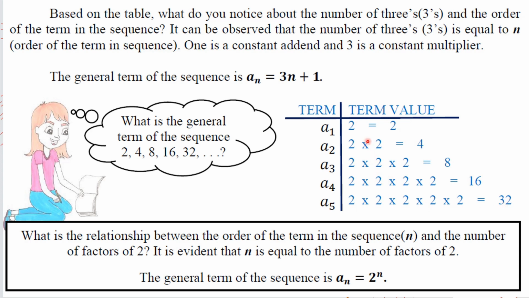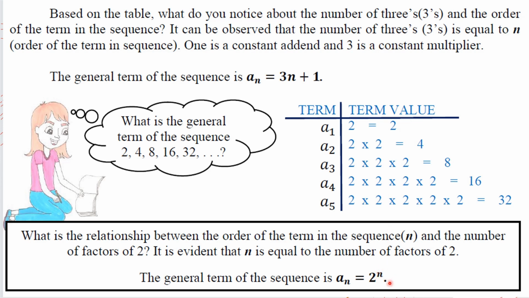Kaya tayo nagto-times ng 2 guys, dahil sabi natin kanina, nadodoble lang yung mga terms natin. Okay? What is the relationship between the order of the term in the sequence n and the number of factors of 2? It is evident that n is equal to the number of factors of 2. So, ang general term natin, we can say that a sub n is equal to 2 raised to n. And 2 raised to n, yung n natin now will act as an exponent.